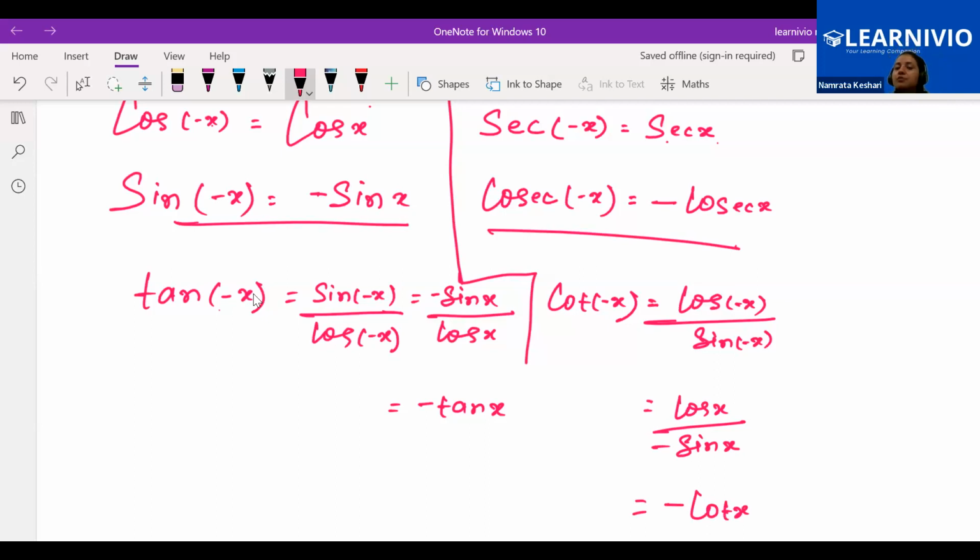So from now onward we will be using this as a formula. Tan of minus X is minus tan X. Cot of minus X is minus cot X. Sine of minus X is minus sine X. Cos of minus X is cos X. And sec of minus X is only sec X. Getting it? Is it clear? Yes, ma'am. Let's continue.